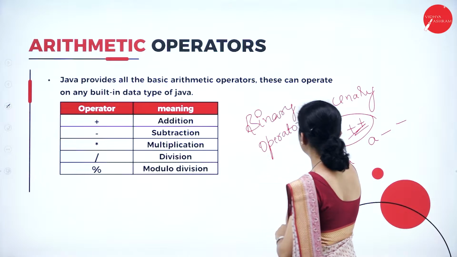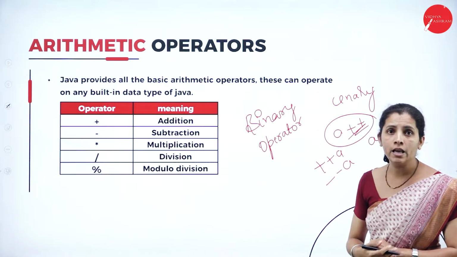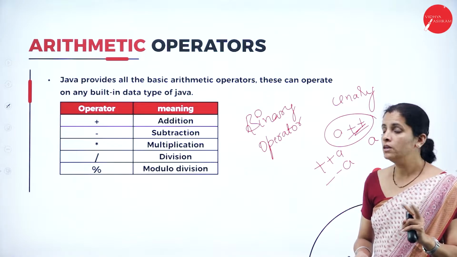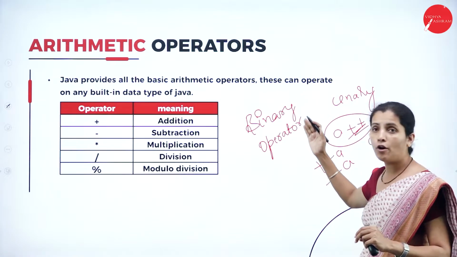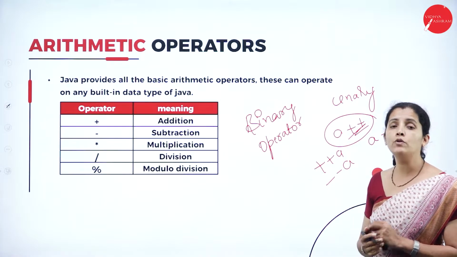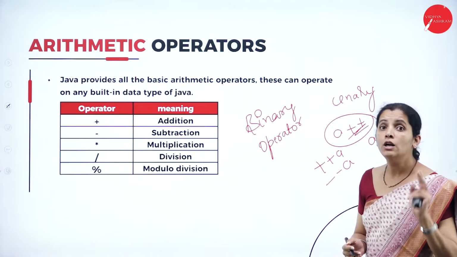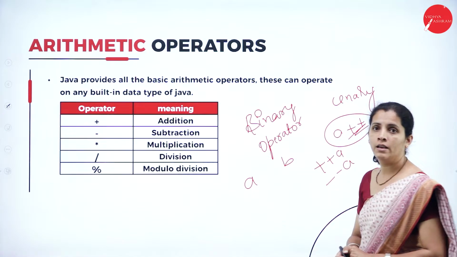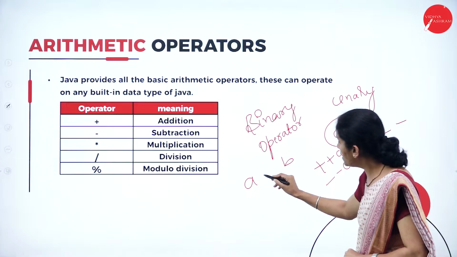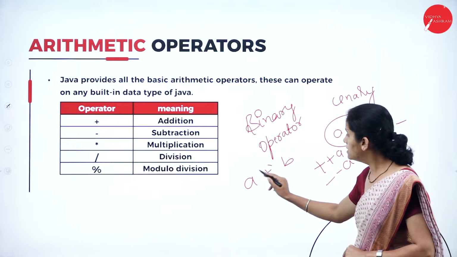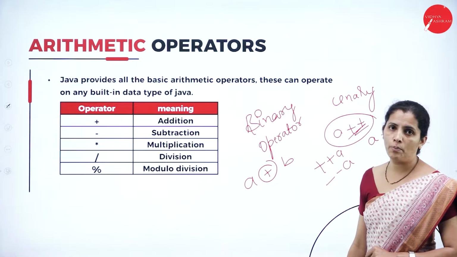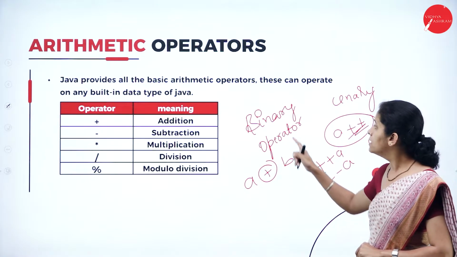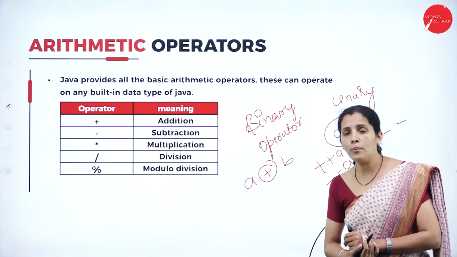So what is binary? What's the meaning of binary? Binary in the sense 2. I can have only 2. So if I consider binary operator, then I'm going to have 2 operands. How many operands? 2 operands. Say A and B. And between, if I place plus, then this is an example for your binary operator. So how many operands? 2 operands.